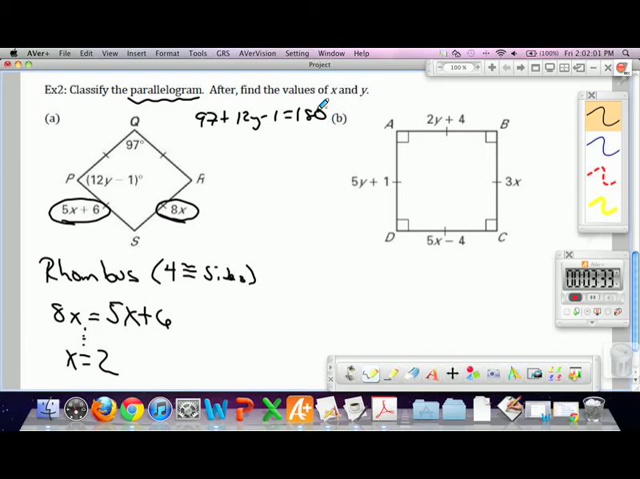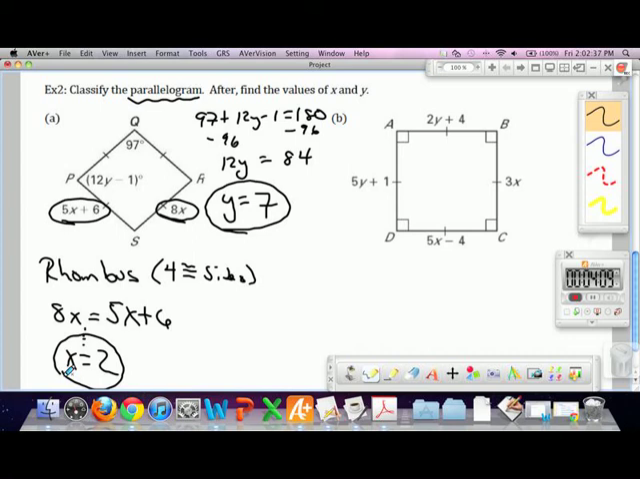So 97 minus 1 is 96, so let's subtract 96 from both sides. I get 12y equals 84. So y, oh, not 4, 7. Don't ever trust your math. 7, there you go. y is 7. I was just testing you there. So x is 2, y is 7.